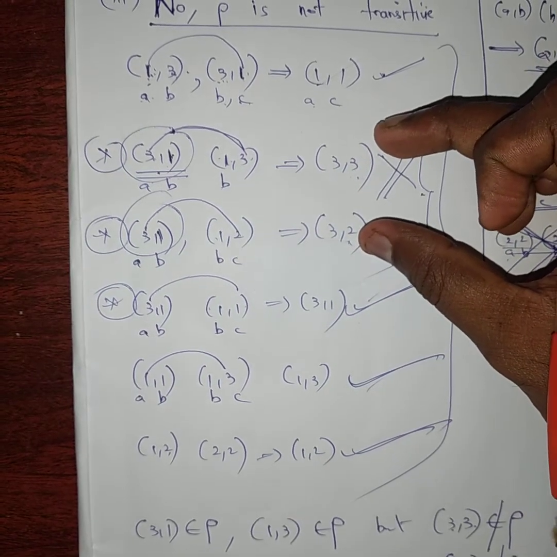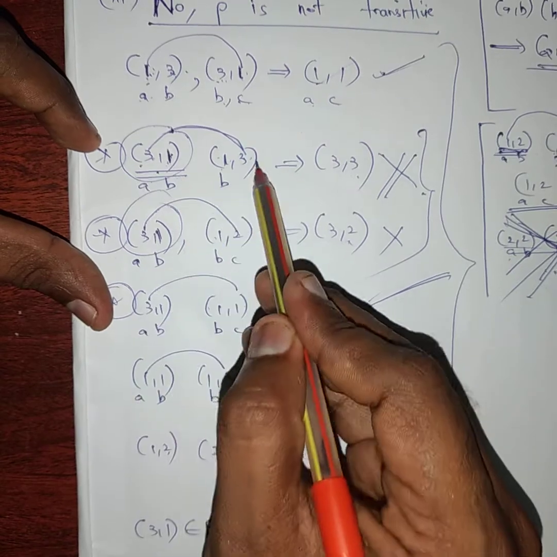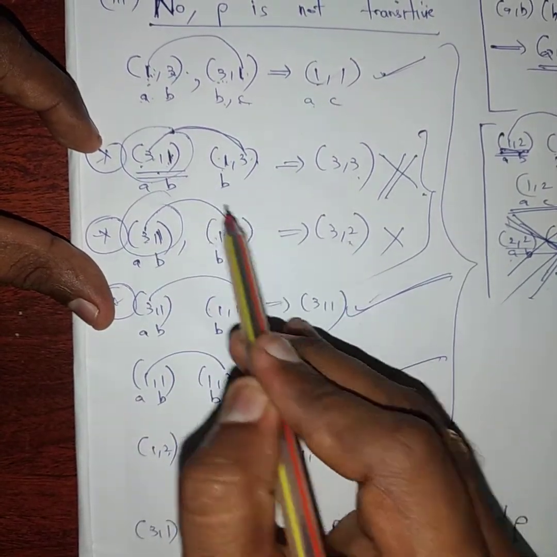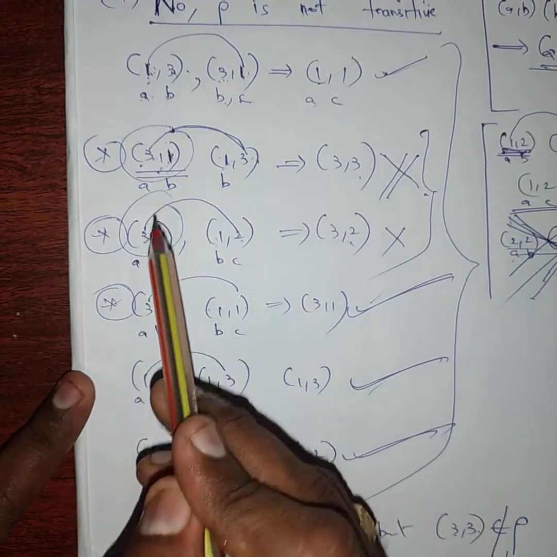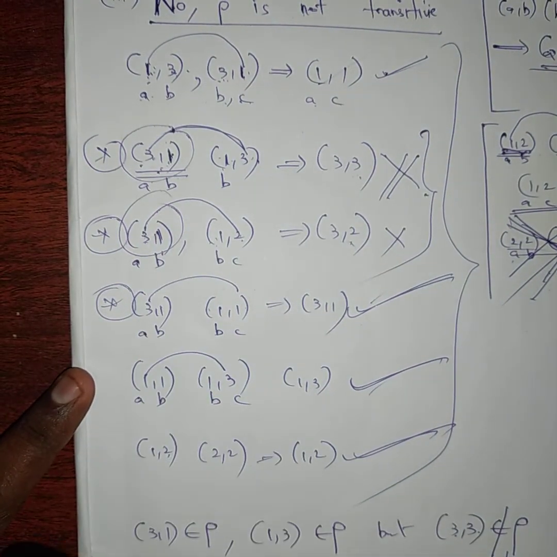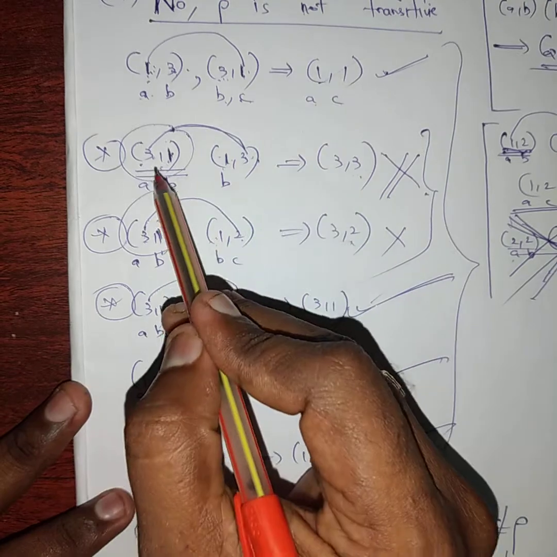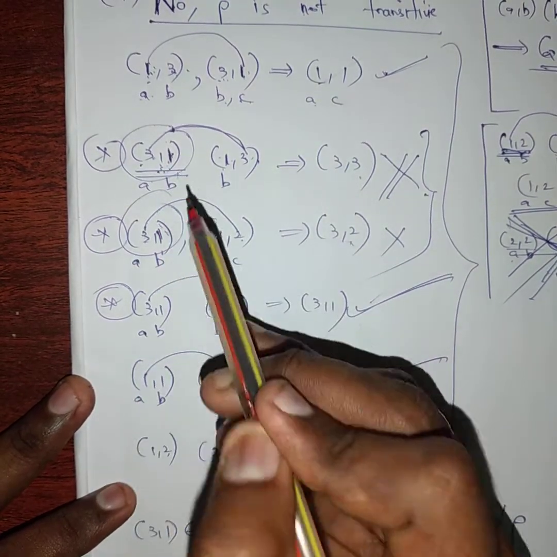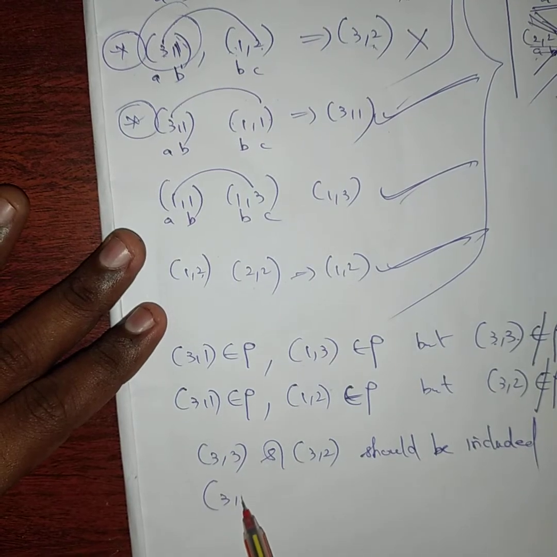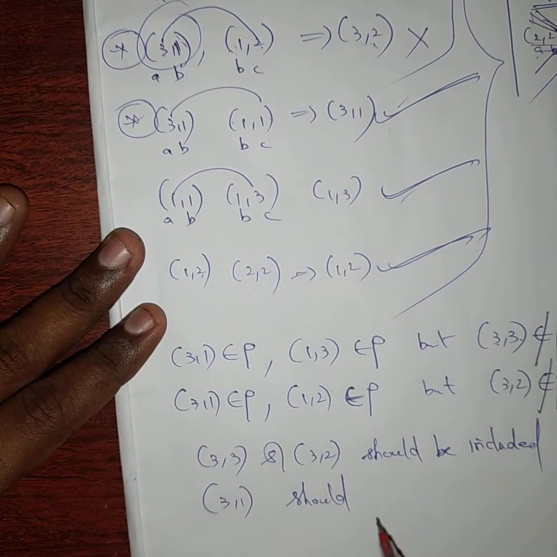So what do I need to do? 3 comma 1, 1 comma 3, 3 comma 1 comma 3, and 3 comma 1 comma 2. In both combinations, which one is always repeating? 3 comma 1. So 3 comma 1 is the problematic one. So I need to delete 3 comma 1. 3 comma 1 should be deleted.